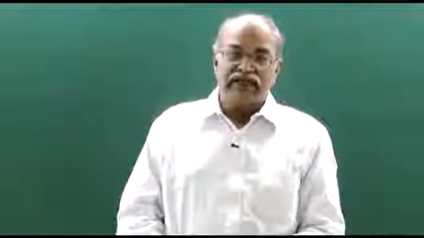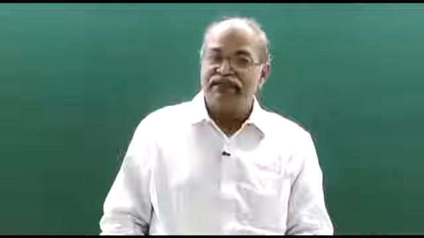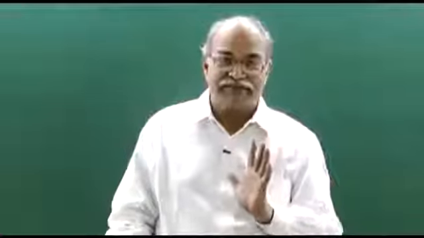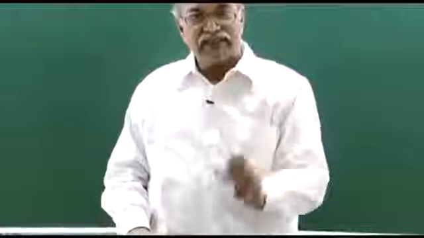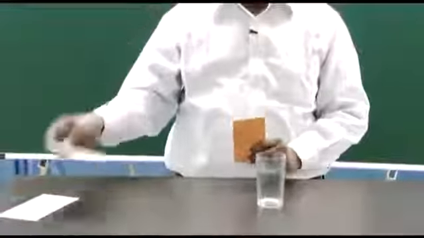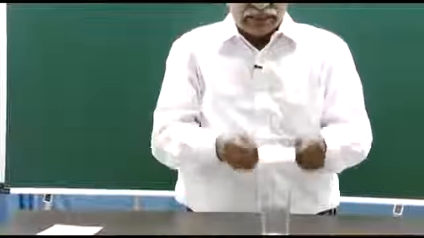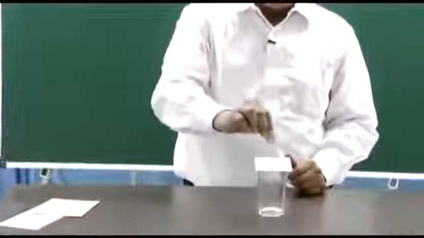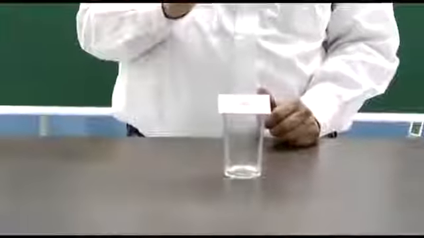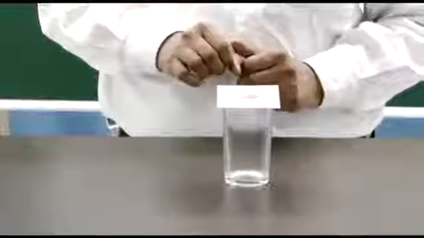So, I will start my discussion with a very famous old experiment known as the card coin experiment, and you know what it is. You have a glass tumbler and you have some kind of card, and then you have a coin. So, you place the card here and then place this coin here and flick this card, and then this coin gets into the tumbler. So, let us do the experiment and see.